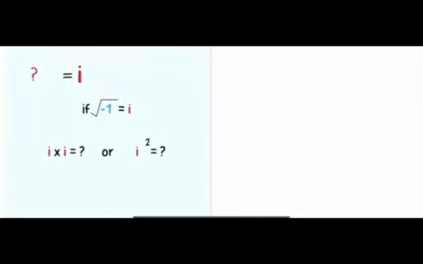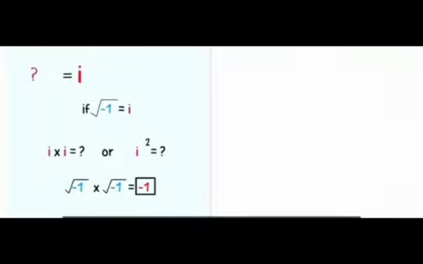Now let's answer the two questions I asked you at the beginning of the video. Is there a number whose square is equal to a negative number? Yes, it's i. If root minus 1 equals i, then i multiplied by i equals i squared. Root minus 1 multiplied by root minus 1 equals minus 1, because i squared equals minus 1.